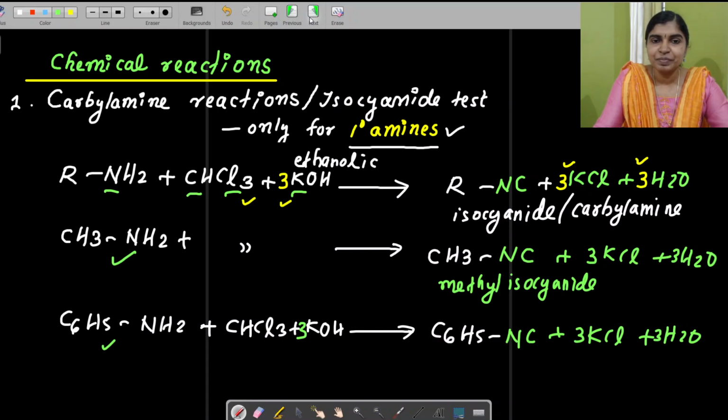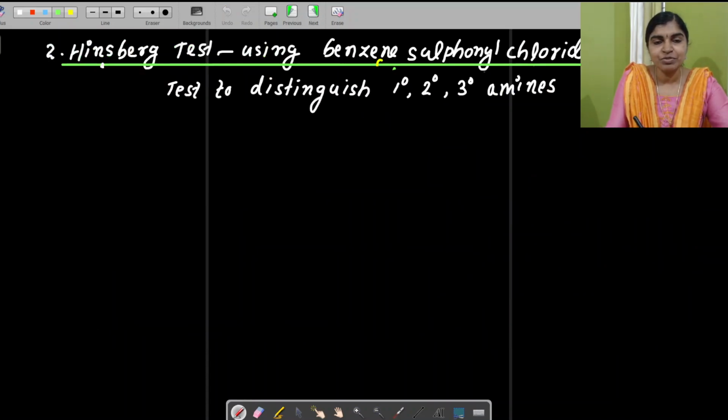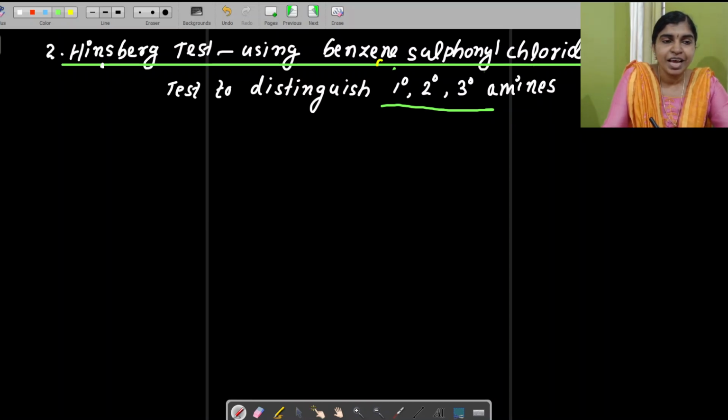Okay. Then you see the second reaction for the amines. That is a very important reaction that is used to distinguish primary, secondary and tertiary amines. The reaction used to identify primary, secondary and tertiary amines is the Hinsberg test. And what is actually the Hinsberg reagent? The Hinsberg reagent is benzene sulfonyl chloride.